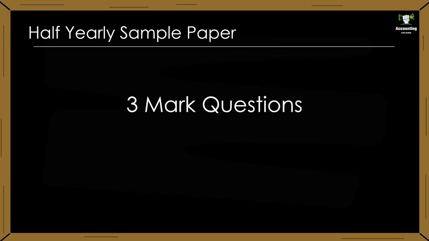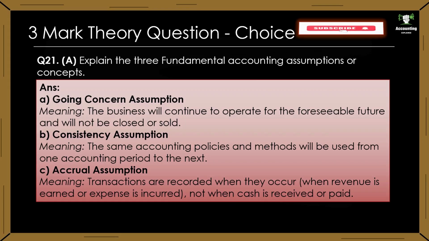First, let us solve the 3 marks questions. Students, in the previous video, we covered 1 mark questions till question 20. Now, we are going to see question number 21. Question number 21 is a choice question. 2 questions will be given. You can attend one of the questions, either or.